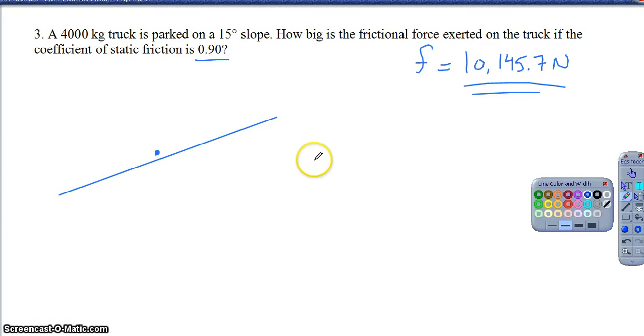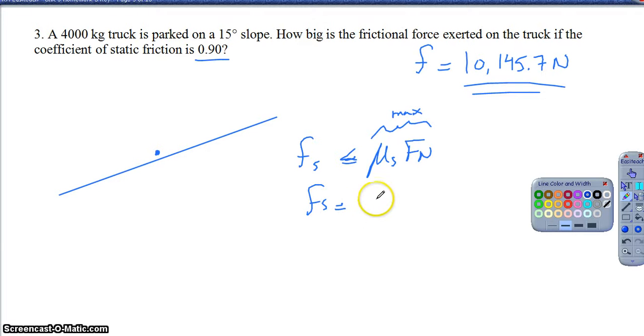Well, if I want to find the frictional force, I'm thinking the static frictional force would be equal to my coefficient of static friction times the normal force. The only thing I have to be careful about here is the static frictional force is not necessarily equal to the coefficient times the normal force, right? The static frictional force is less than or equal to this value, right? This is the maximum value that static friction could be. So solving for the static friction, I've got my coefficient. I can find my normal force.